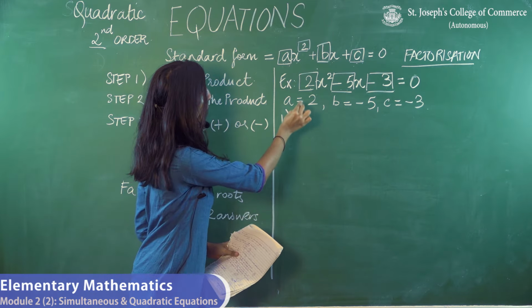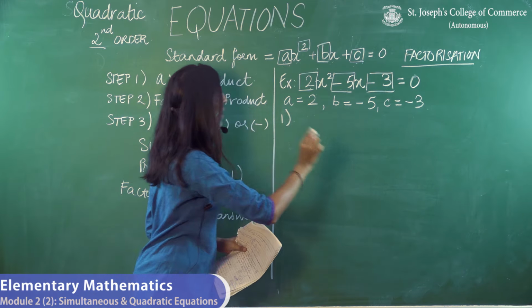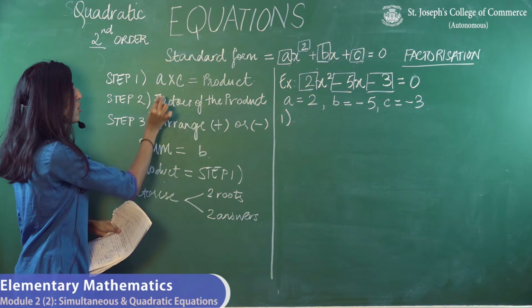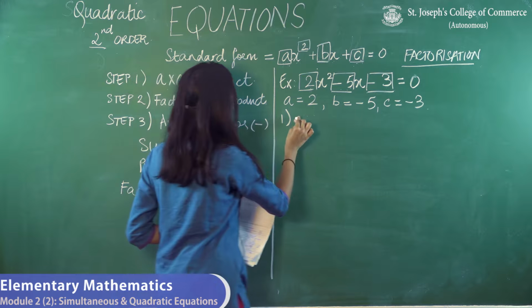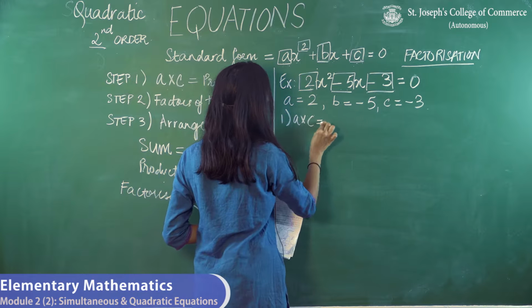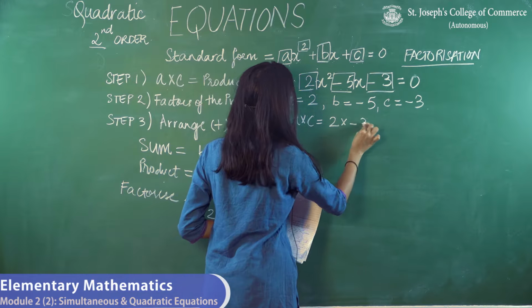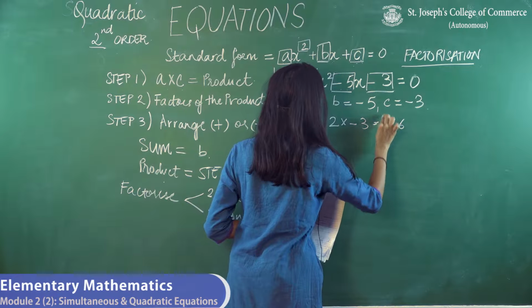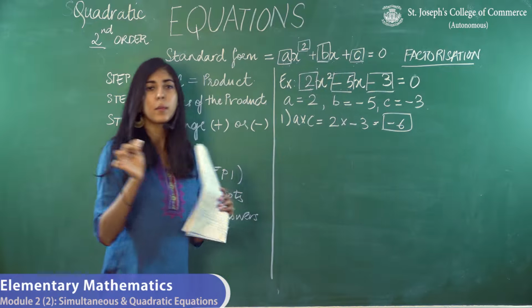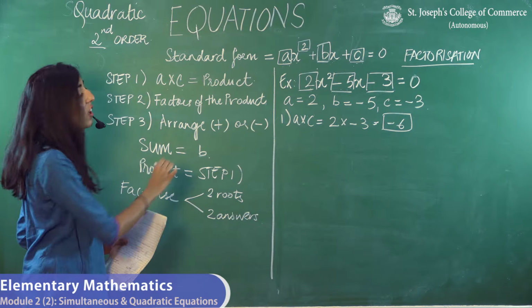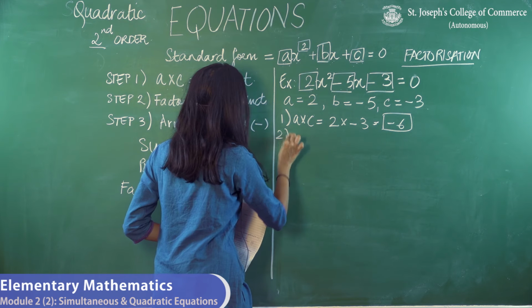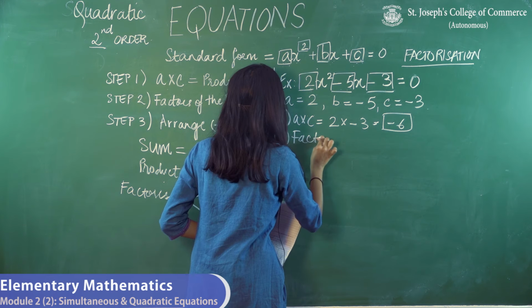Once I've found out what A, B, and C are, step 1 is to multiply A and C in order to find the particular product. A into C is equal to 2 into minus 3, which is equal to minus 6. Minus 6 is the product which we need to factorize in order to find the factors that we can arrange in step 3. Step 2 would be factors.